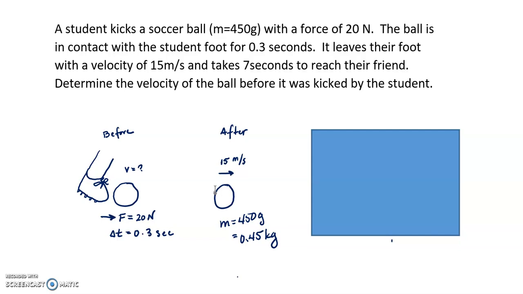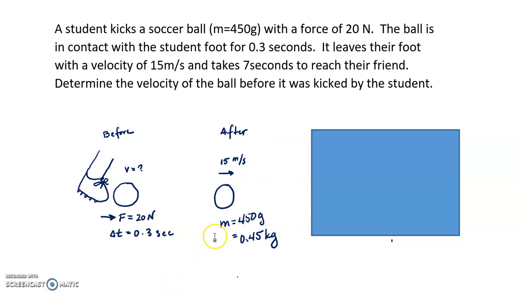And so you'll see I laid out all the information. You'll notice there's one piece of information I completely ignored: the 7 seconds. Because no one cares how long it took to get to their friend, since all we want to know is how fast it was going before we kicked it. And all the information we have is during contact, so that's what we want to focus on. So maybe that's where you went wrong.